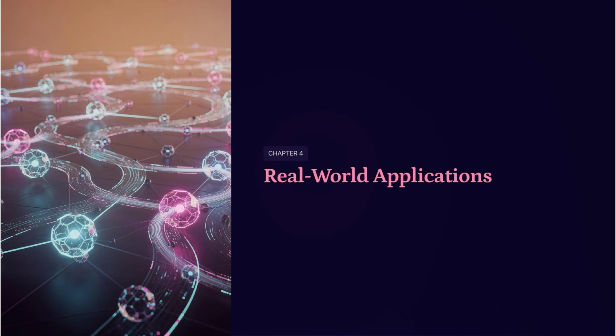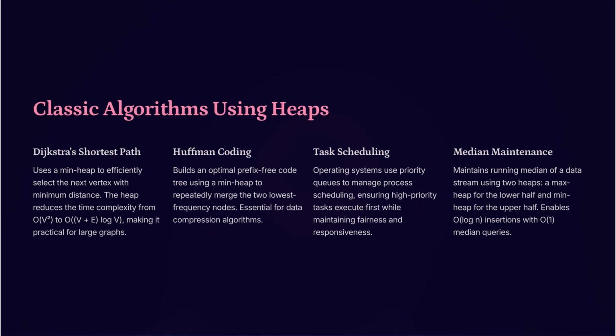Classic algorithms leverage heaps for efficiency. Dijkstra's algorithm uses a min-heap to optimize shortest path calculations, reducing complexity significantly. Huffman coding employs a min-heap for building efficient prefix-free codes, crucial in data compression. Task scheduling in operating systems utilizes priority queues for effective process management. Median maintenance uses dual heaps for efficient median tracking in data streams.